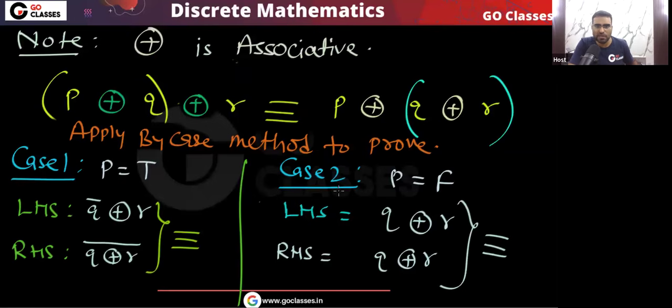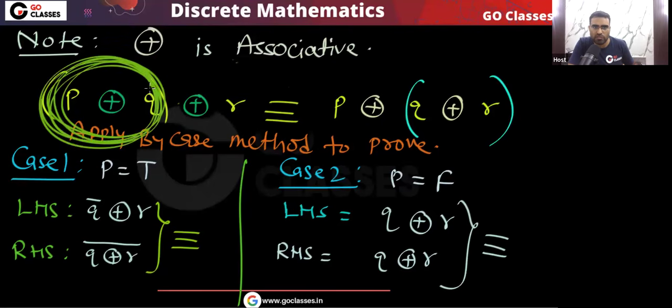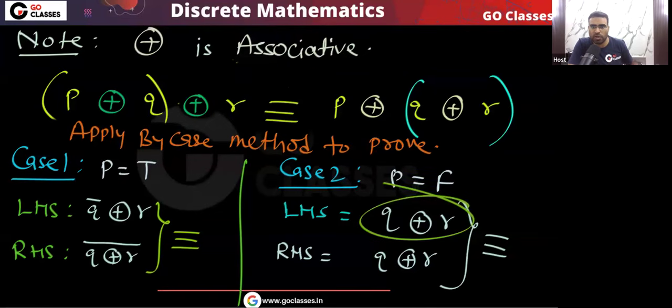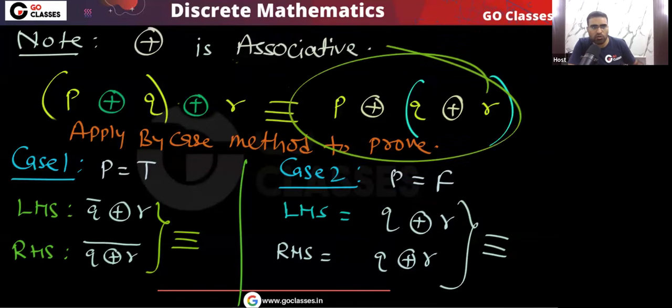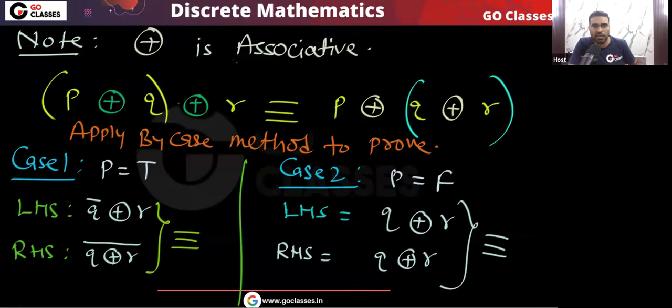So this is what I'm saying: when P is false, this will be Q, so the LHS will be Q XOR R. And you can see the RHS also will be Q XOR R. They are equivalent. Did you notice that in both the cases, LHS and RHS are equivalent?